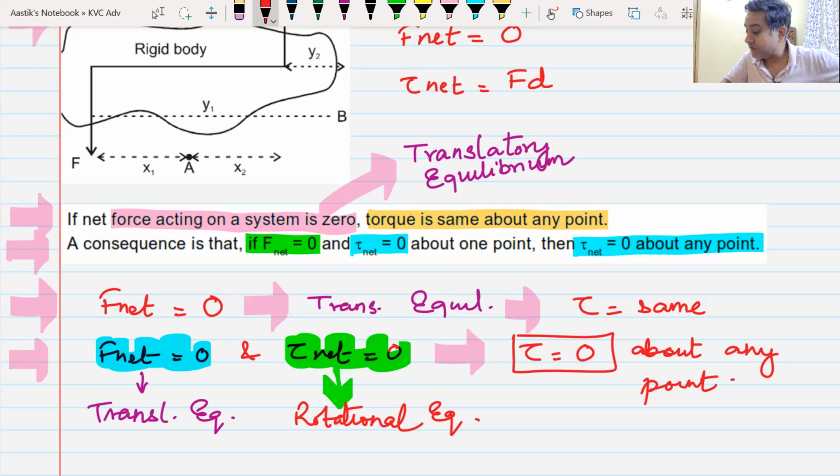In translational motion, when we said force was 0, the body was in equilibrium. Which equilibrium were we talking about? If F net is 0, it is translatory equilibrium. If the torque is 0, the body is in rotational equilibrium. If force is 0 and also torque is 0, the body is in full equilibrium, whether it is translatory or rotational. Do we understand this?